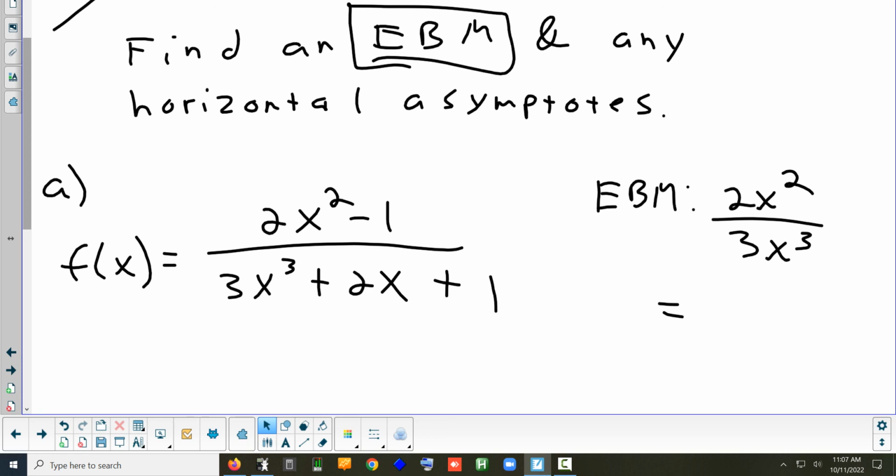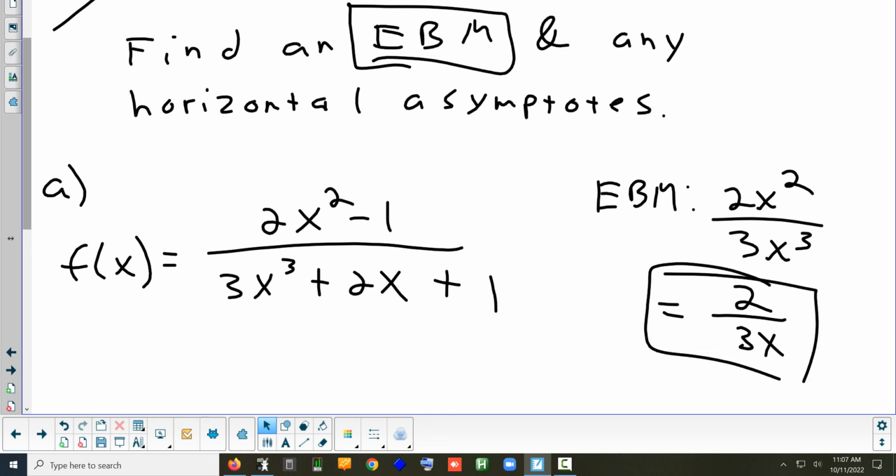Ben? At the top, you just have 2. Yep. At the bottom, you have 3x. Perfect. There you go. Why? Well, you could think of it as x squared means x times x. X cubed means x times x times x. And then if you cancel out 2 from the top and 2 from the bottom, you're left with 2 over 3x.